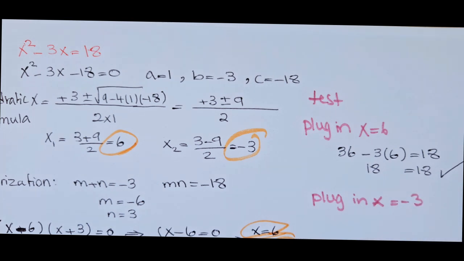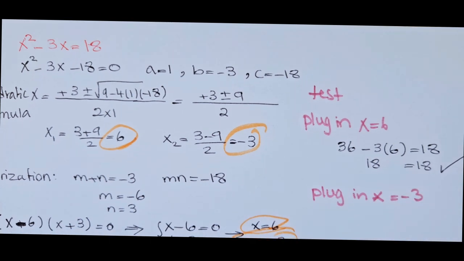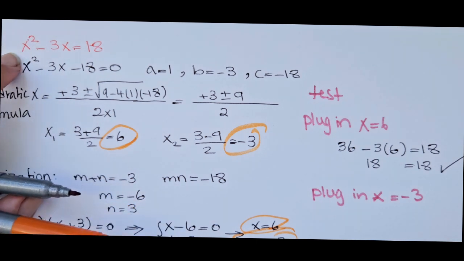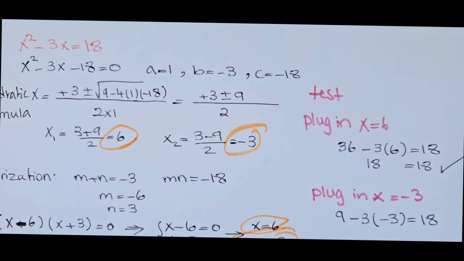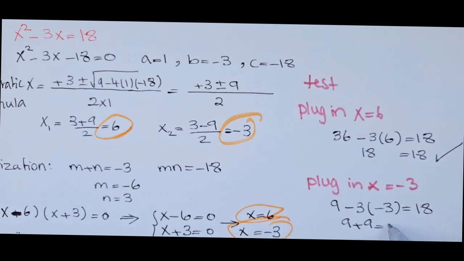What is the other one? Negative 3. Now let's substitute negative 3. So x squared, if x is negative 3, would be 9 minus 3 times negative 3 must be equal to 18. If it doesn't equate to 18, that means there is something wrong. 9 plus 9 equal to 18. That means correct. So the two solutions which you found from the two different methods, 6 and negative 3, are the correct solutions or the correct roots.